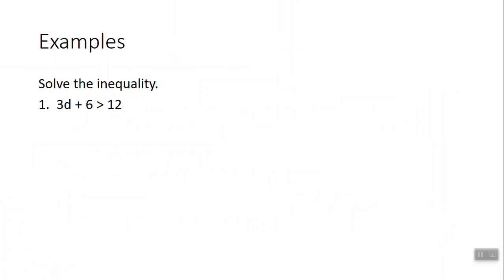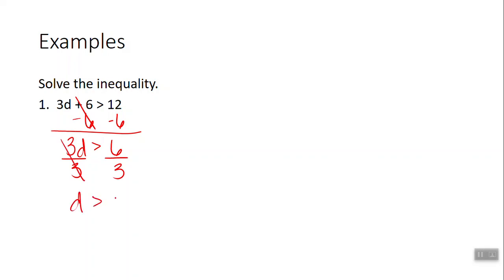So in number 1 we have 3d plus 6 is greater than 12, so we are going to subtract 6 from both sides. Bring down the 3d. We have 3d is greater than 6, and now we're going to divide by 3. We are not dividing by a negative, so we don't have to worry about flipping the symbol, and we get d is greater than 2.